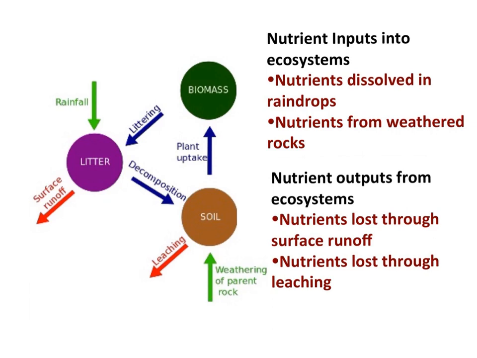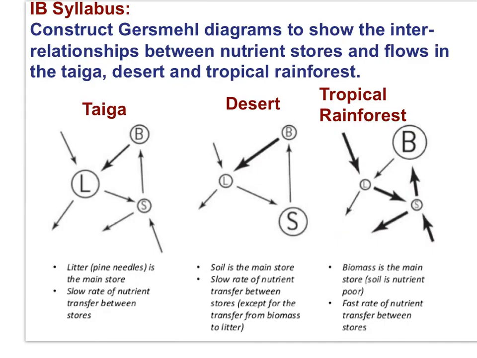Nutrient inputs into ecosystems include nutrients dissolved in raindrops and nutrients from weathered rocks. The nutrients would be nitrates and phosphates. Remember that carbon, as carbon dioxide, comes into the living system from photosynthesis. Nutrient outputs from ecosystems include nutrients lost through surface runoff and nutrients lost through leaching. The terms runoff and leaching should be clear to you now. The implications of nutrient runoff and leaching should also be clear in the eutrophication process. Here is a slide that you will want to spend some time studying.